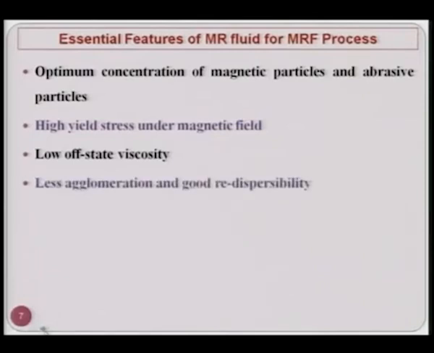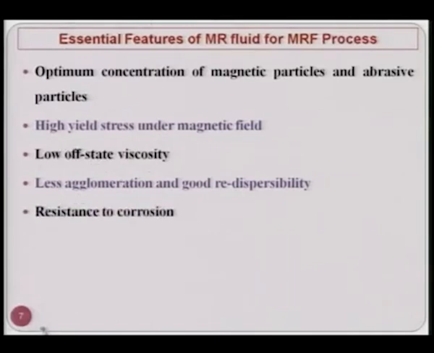Another important characteristic that we need in this MR fluid is less agglomeration and good redispersibility. Agglomeration of the particles, maybe iron particles, maybe abrasive particles, should be minimum, and once the magnetic field is removed, the particles, iron particles as well as abrasive particles, should quickly redisperse in the fluid.